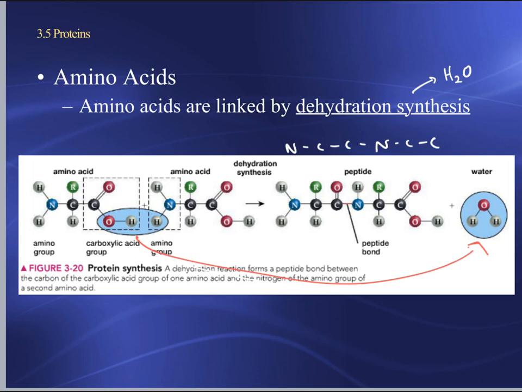Okay, so we can just keep doing more dehydration synthesis, right? You just line up another amino acid right here with the amino group on this side, and then you can just get more water off that dehydration synthesis, make the chain longer, keep that nitrogen, carbon, carbon backbone going.